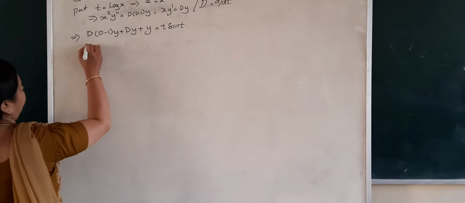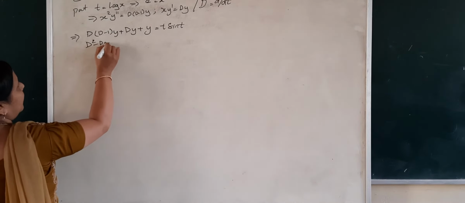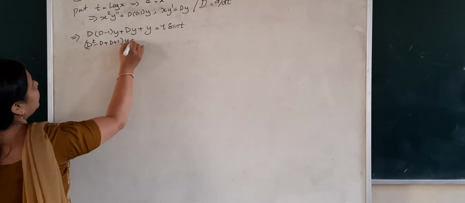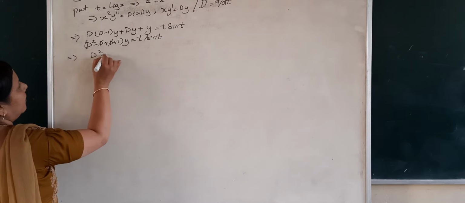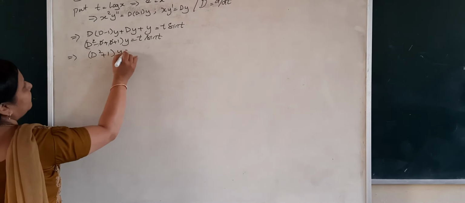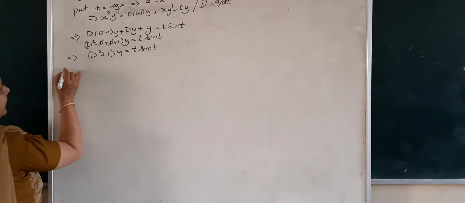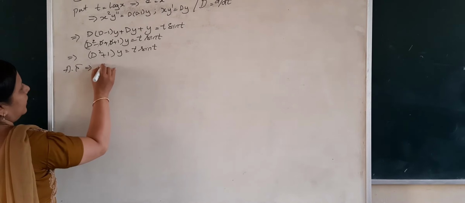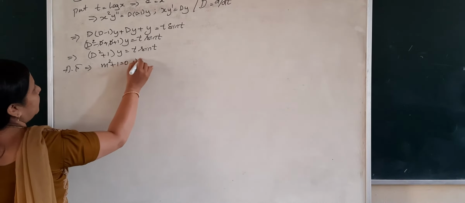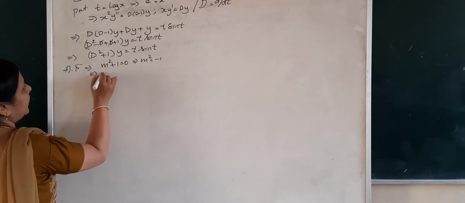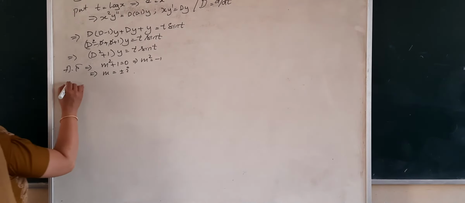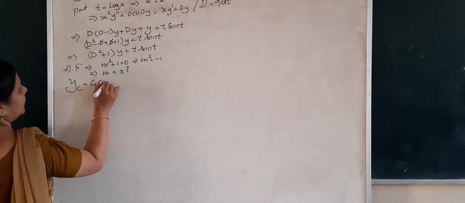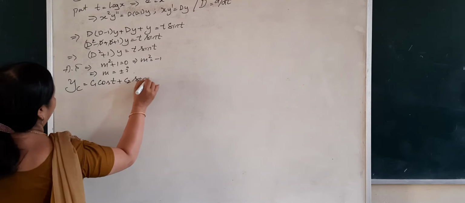You can see this RHS comes under type 3, the long division type. Anyway, coming to this, d square minus d plus 1 times y is t sin t. Minus d plus d gets cut. The f of d is going to be d square plus 1. Therefore, the auxiliary equation is m square plus 1 equals 0, which implies m square is negative 1, so m is plus or minus i. We get complex roots here. Hence our yc is equal to c1 cos t plus c2 sin t.